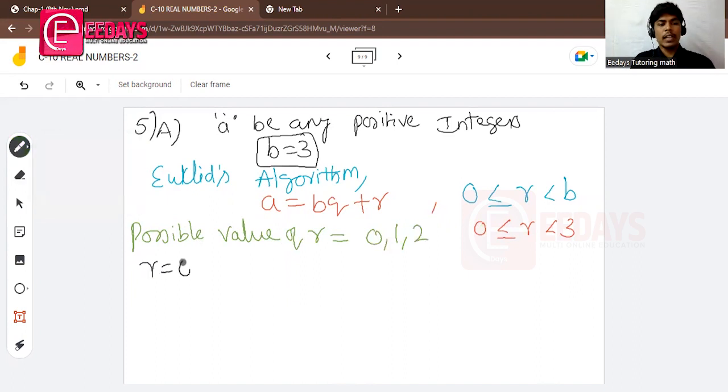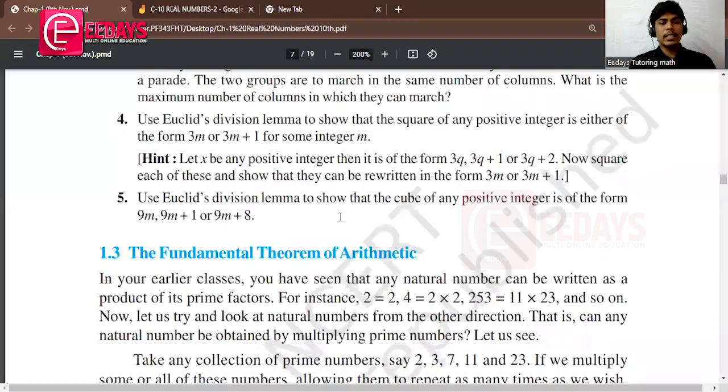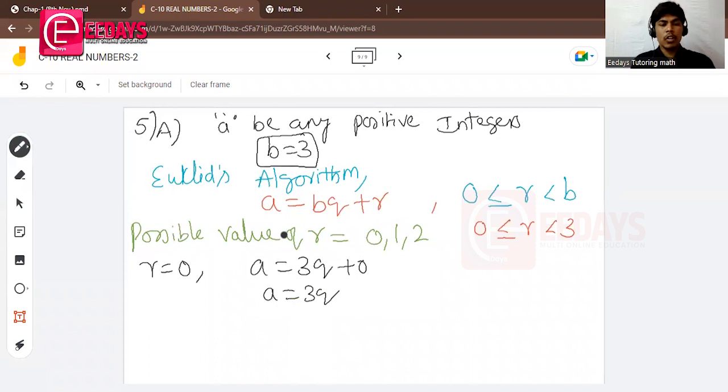Now you can try with r is equal to 0. So a is equal to 3 into q plus 0, so you'll get a is equal to 3q. The question here, guys, listen carefully, is about the cube. Previously we squared both sides. Now you can cube both sides, because they stated cube here. So we'll get a whole cube is equal to 3q whole cube.